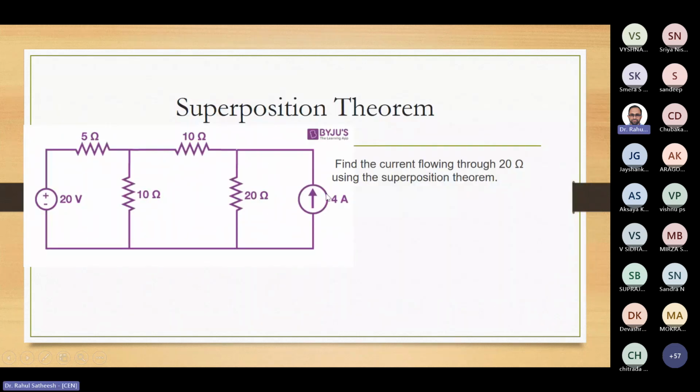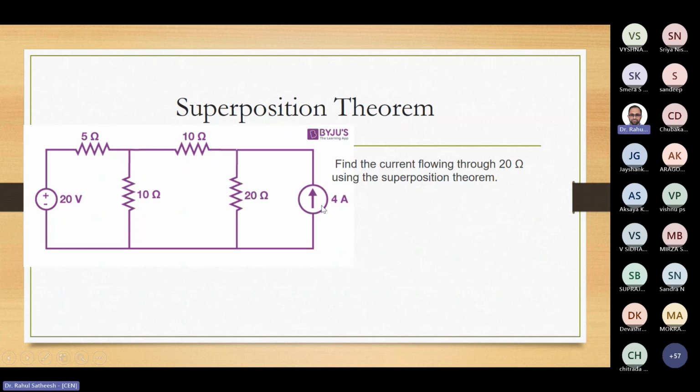So we can find it by superposition like this. Here the consideration is, I am repeating once again, one source at a time. First case, 20 volt at a time, then the 4 ampere source should be open. Then you can easily find the current through the 20 ohm. You can use node analysis, mesh analysis or current division.